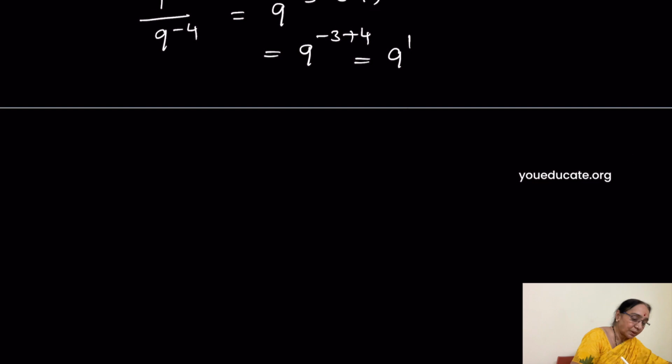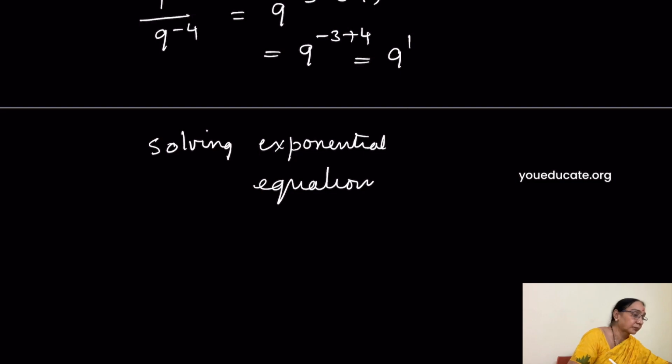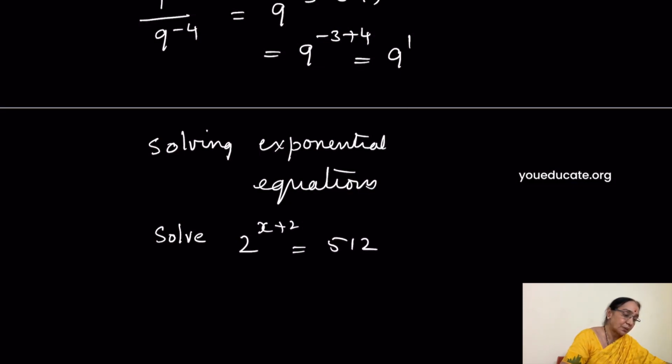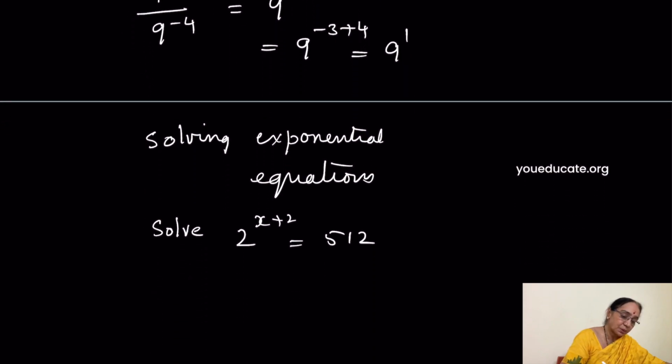Now solving exponential equations. Solve 2 raised to x plus 2 is equal to 512. Now just now we saw the powers of 2. So 512 is 2 power 9. And therefore if you match the powers, x plus 2 should be 9 and x has to be 7.